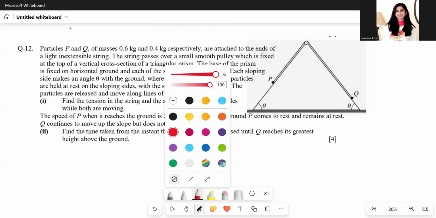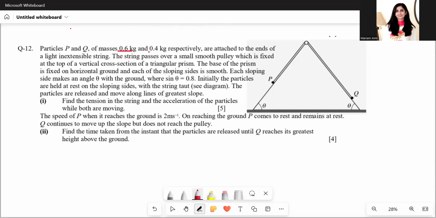Particles P and Q of masses 0.6 and 0.4 kg respectively are attached to the ends of a light inextensible string. Okay, I'm going to resolve the components of the weight on P. This would be mg sine theta. So this would be 6 sine theta, and then this would be mg cos theta. So 6 cos theta. This would be R, the normal contact force, and this would be tension.